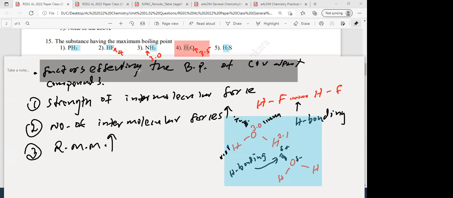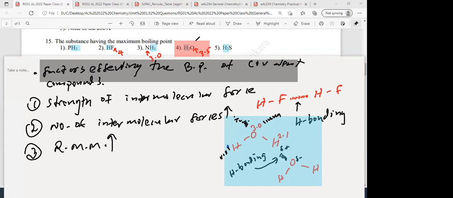So hydrogen is common to all. So what is the factor? The other factor that affects the polarity, whether it's more polar or less polar, is the other element. So fluorine, oxygen, nitrogen, like that. That's how you should compare. Any questions?